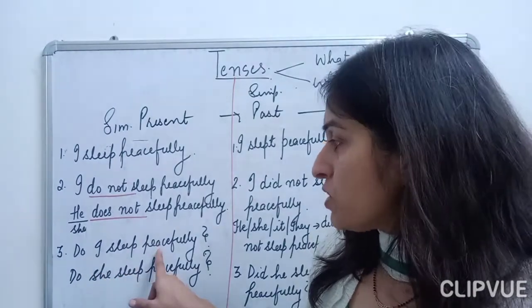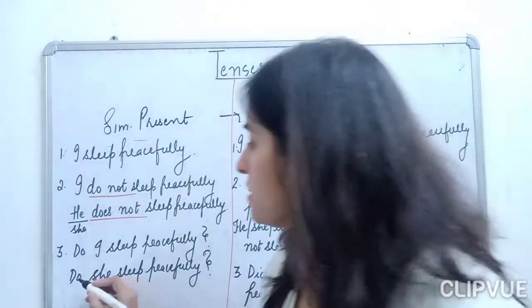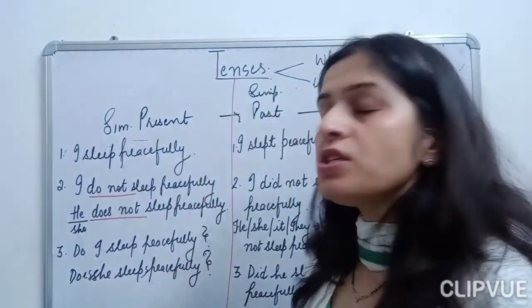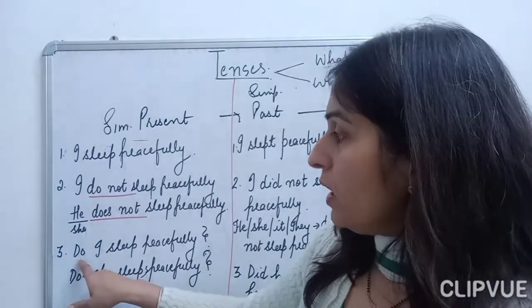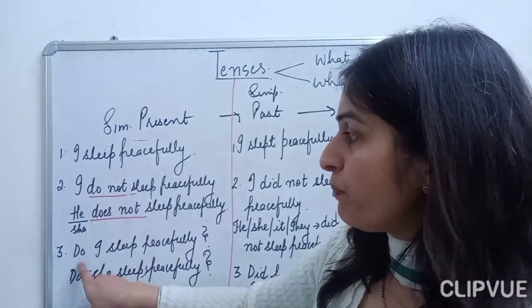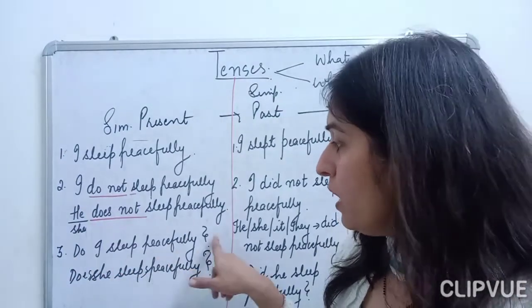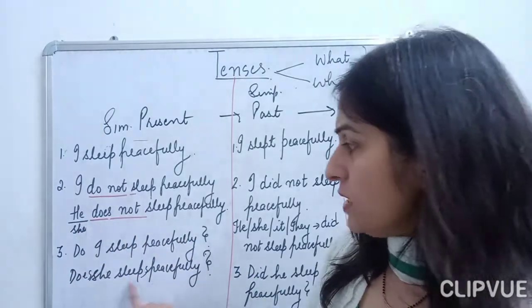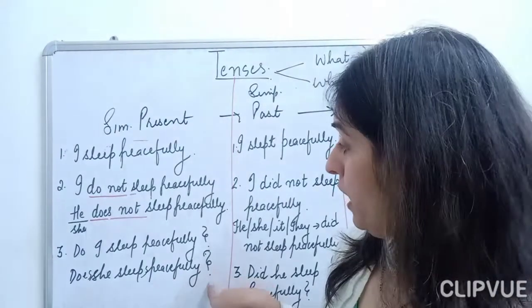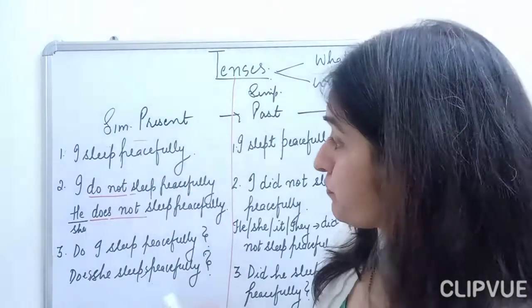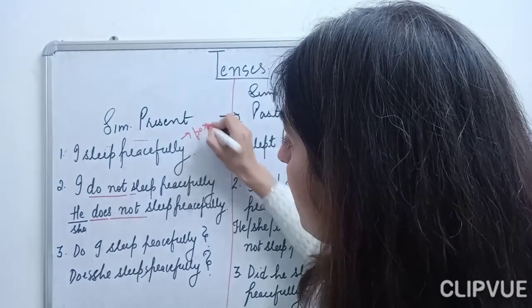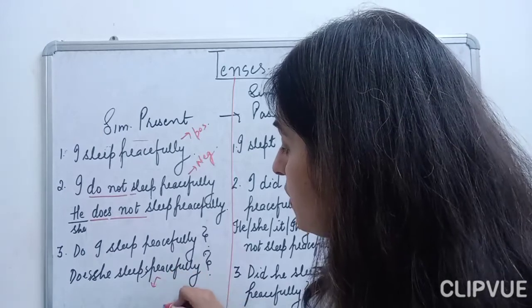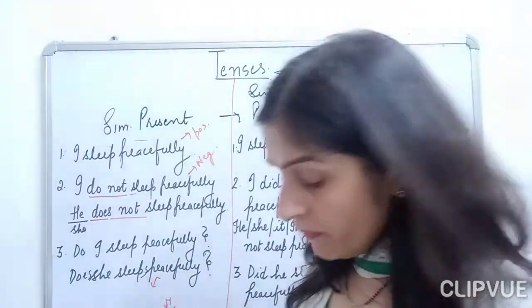Do I sleep peacefully? Okay, here it's a mistake. Does she sleep peacefully? Okay, do I, see here, I do not sleep peacefully. Same, do I sleep peacefully? Question mark. And she does not sleep peacefully. Does she sleep peacefully? Okay, and question mark. So this is the positive sentence. Okay, this is the negative sentence, and this is when we are asking the question, that is the interrogative sentence.